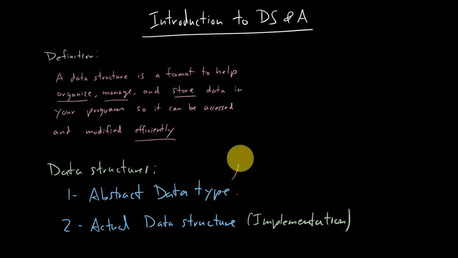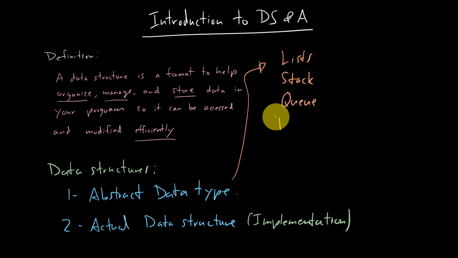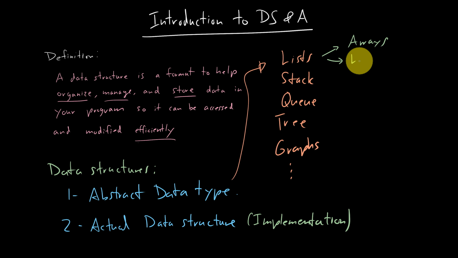For example, of data types, we have lists, stacks, queues, trees, graphs, and many more. So these are abstract data types, and then the implementation, for example, for a list, it could be arrays, or for example, a linked list. And then the same goes for stacks. It can be implemented with arrays or linked lists. So these are the data structures and these are the abstract data types.